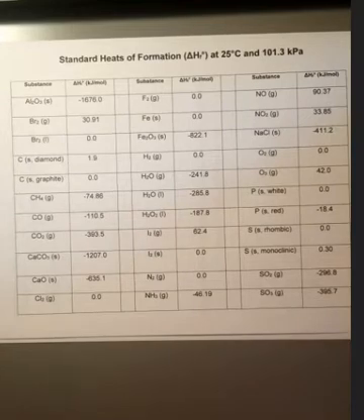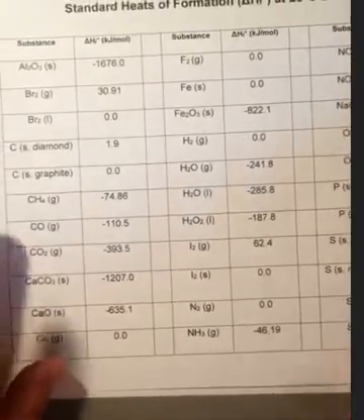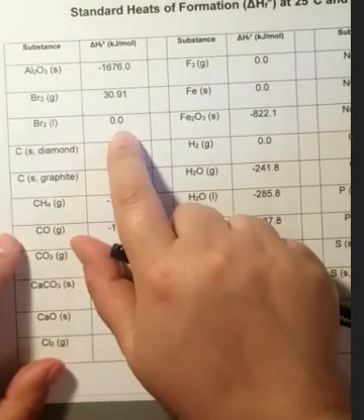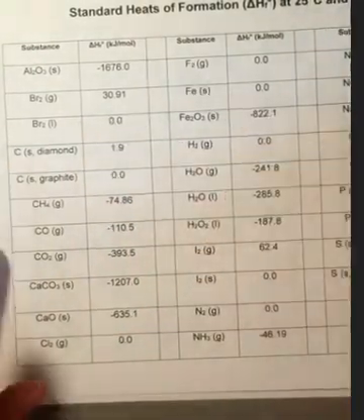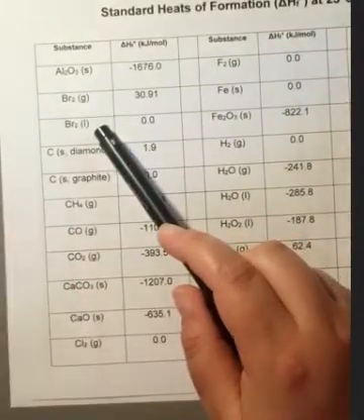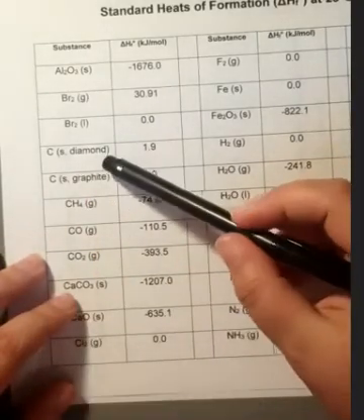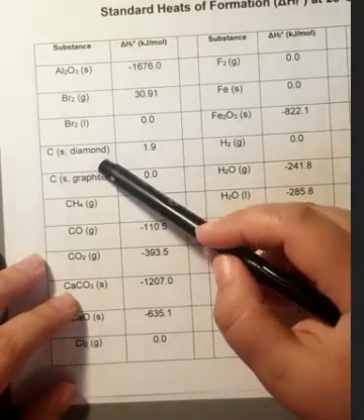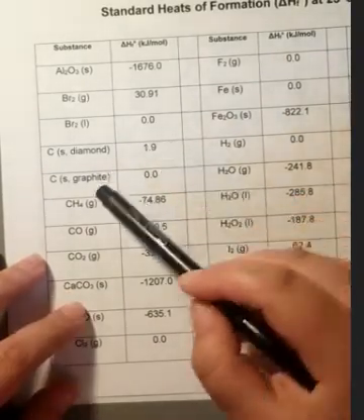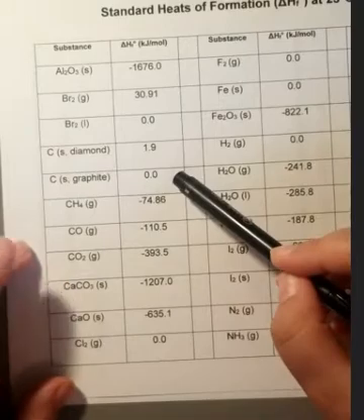One little tidbit of information here is that any substance in its natural state is going to have a standard heat of formation of 0. For example, I know it's a little hard to see here, but bromine as a liquid has a standard heat of formation of 0, because at 25 degrees Celsius and 1 atmosphere pressure, bromine exists as a liquid naturally. Same thing for carbon. You notice there are two different forms of carbon. The first one is diamond, and it has a heat of formation of 1.9. But carbon's naturally existing state is graphite, and so it has a heat of formation of 0.